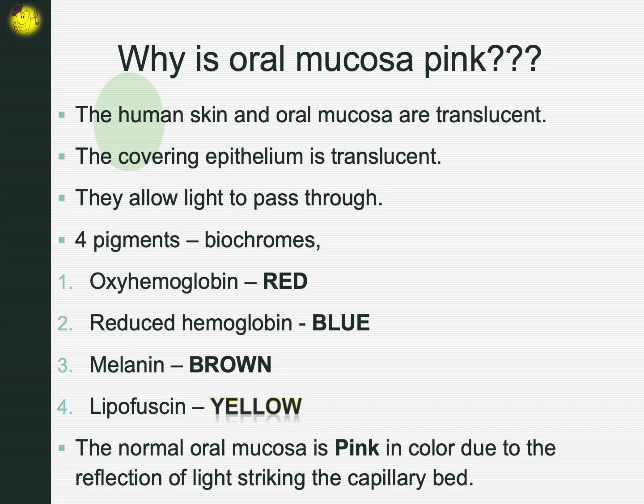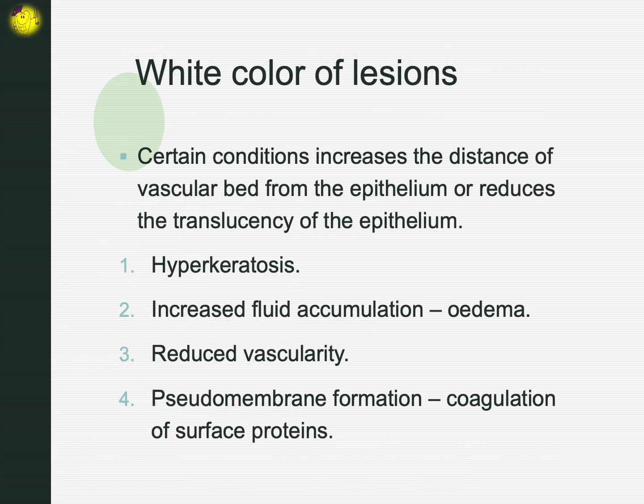There are 4 biochromes or pigments in our body. The first one is oxyhemoglobin, which gives the tissue red color, reduced hemoglobin, which gives the blue color, the melanin, which gives the brown color, and finally the lipofuscin, which gives the yellow color. So, the normal oral mucosa appears pink because of the reflection of the light striking the capillary bed. Now you know why the oral mucosa appears pink. Let's talk about the pathologies.